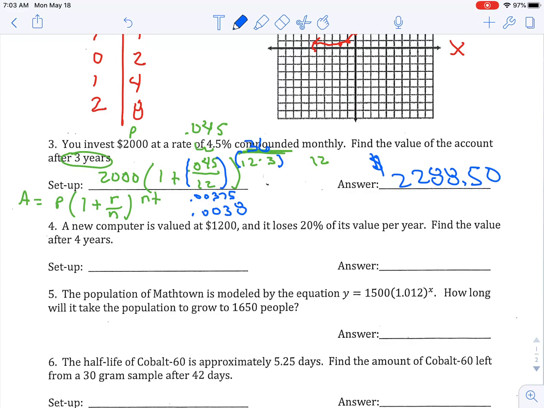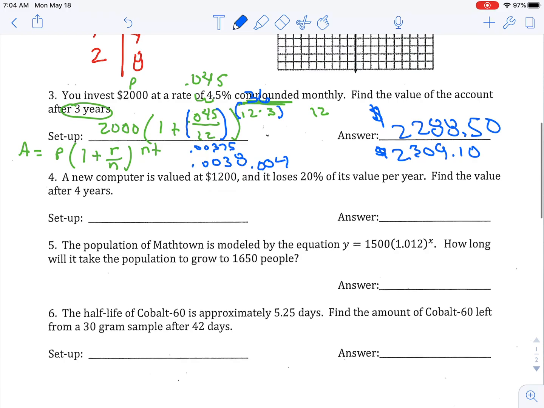Okay, if you round to like 0.004 or 0.0038, let's even go 0.004, that's going to give you a much larger answer. You get $2,309.10. So you should probably be somewhere in between those two values, or one of those two values. Okay, so now let's move on to the next question.